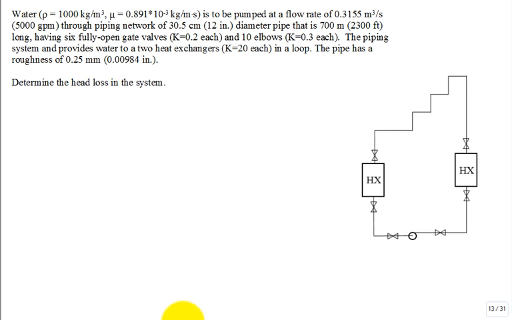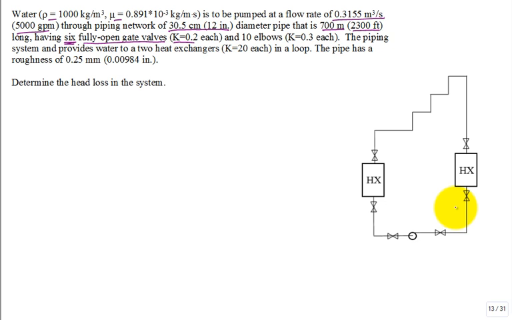Here's a problem. So we have water, density given, viscosity given, is to be pumped at a flow rate of 5,000 GPM. And there it is in meter cube per second, through a piping network that has 12-inch diameter pipe, or 30.5 centimeter diameter pipe. And the pipe is 700 meters long, or 2,300 feet long, having 6 fully open gate valves. Each gate valve has a K, a loss coefficient, of 0.2.